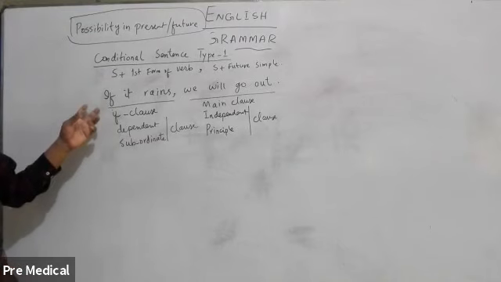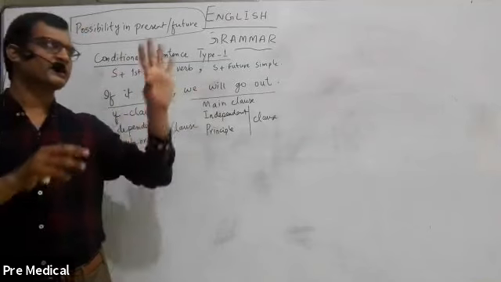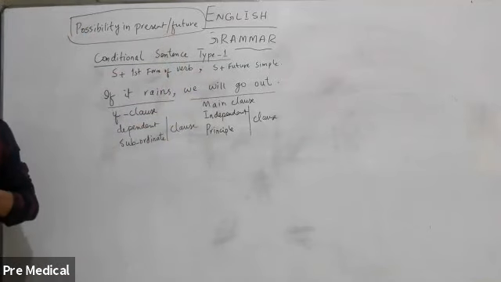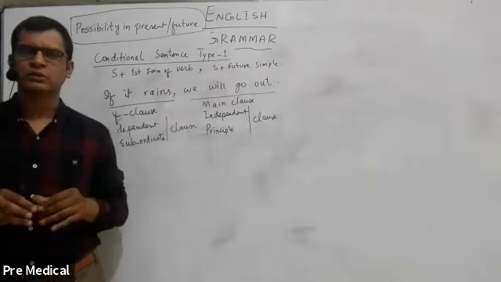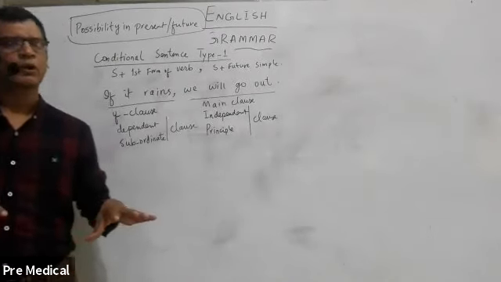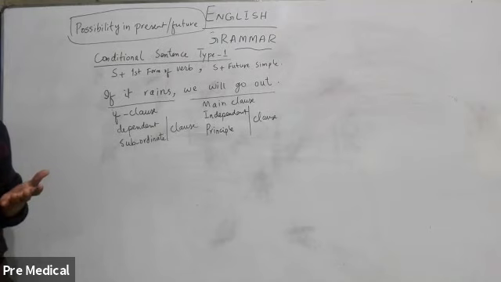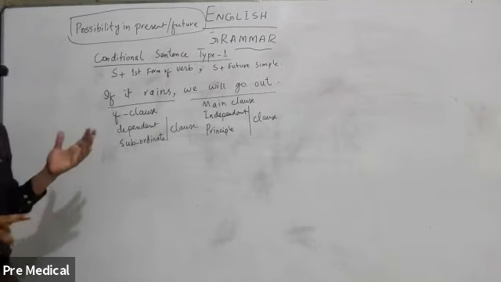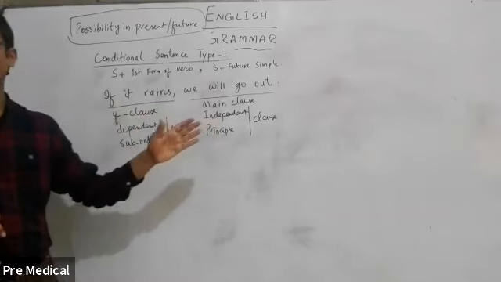If I use if it rains, we will go out. I look out of the window and I see there are clouds, and a very cool breeze is there. These two indications are telling me that there might be rain. It is possible in present right now, or maybe in the future, that it will rain. So in such a condition, when there is a possibility in present or future, we will use this type 1. If it rains, we will go out.